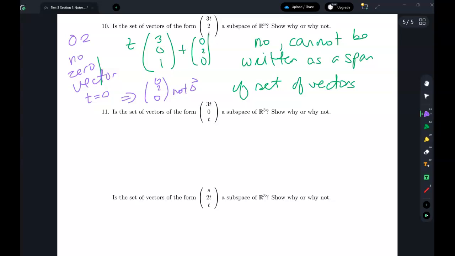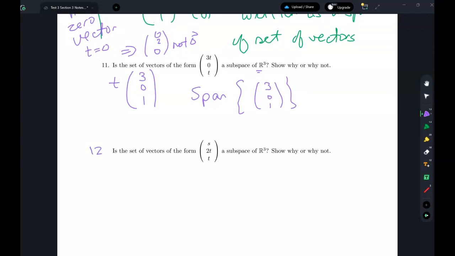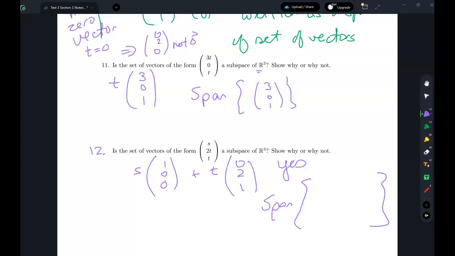Now about this one. Yes, it is a subspace of R3 because I can factor the t out. And so I can say that, yes, this set is the span of this one vector. And, because I should label this number 12, how about this one? I can factor the s out, and then I can factor the t out. And I can say, yes, it's a subspace because this set will be the span of these two vectors.